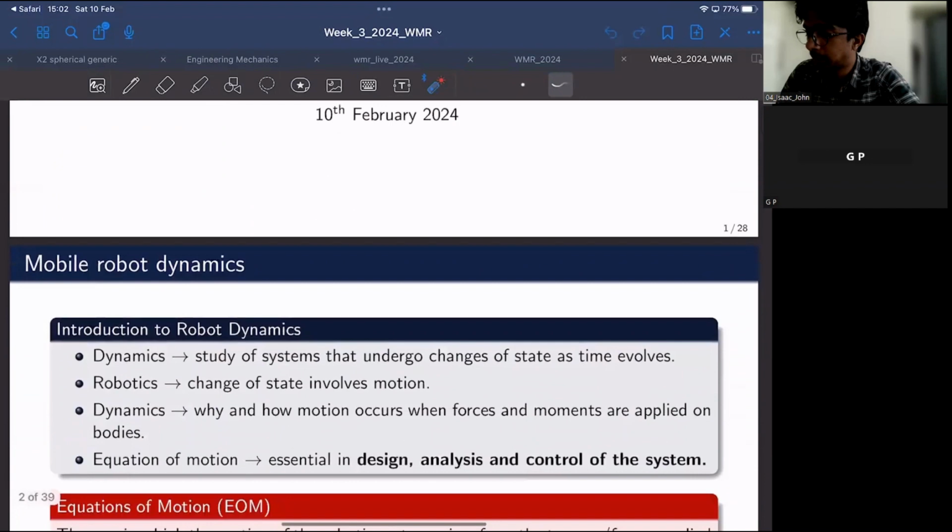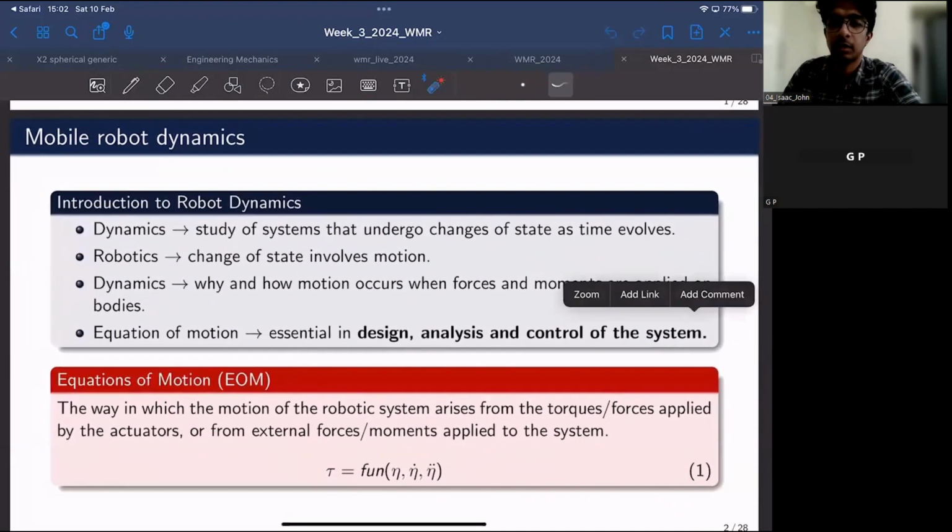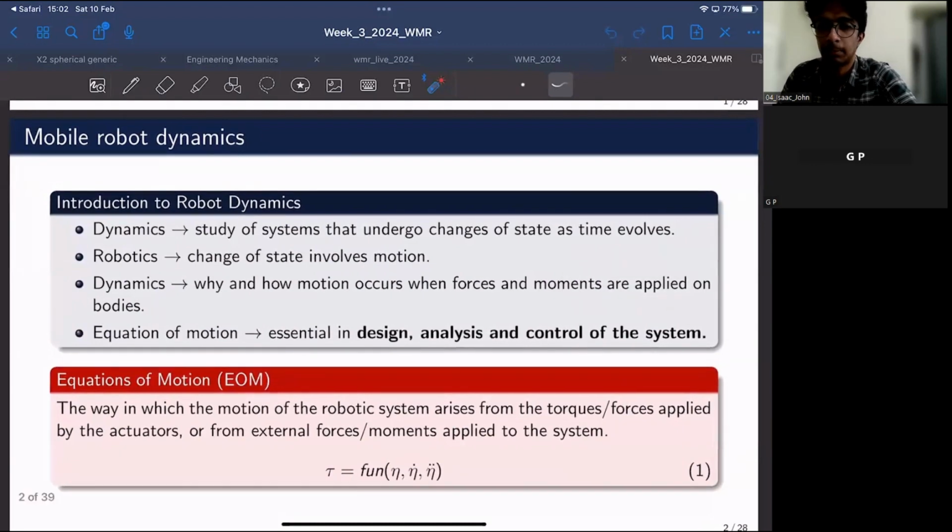Okay, so getting on with the session, we'll simply cover what is meant by robot dynamics. Generally, dynamics is a broad term, basically an umbrella term. So what does dynamics essentially mean? It's nothing but the study of systems that undergo changes of state as time evolves.